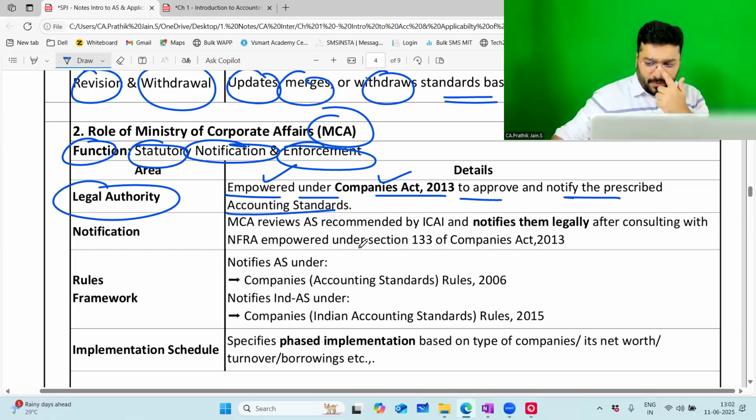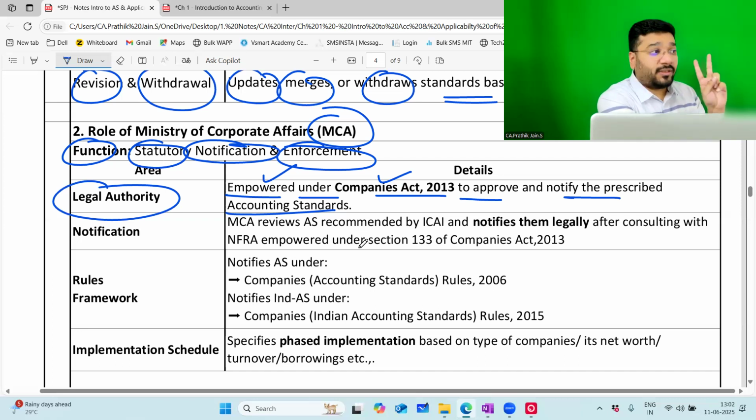So please tell me, what is the function of MCA in the context of accounting standards? They have to do two works. One, they have to notify the accounting standard recommended by ICAI, and they have to enforce it also, which means they have to make it applicable and ensure that the companies follow. So this power MCA has got from whom? Government. Which government? State government? Central government? It is coming from the Act.